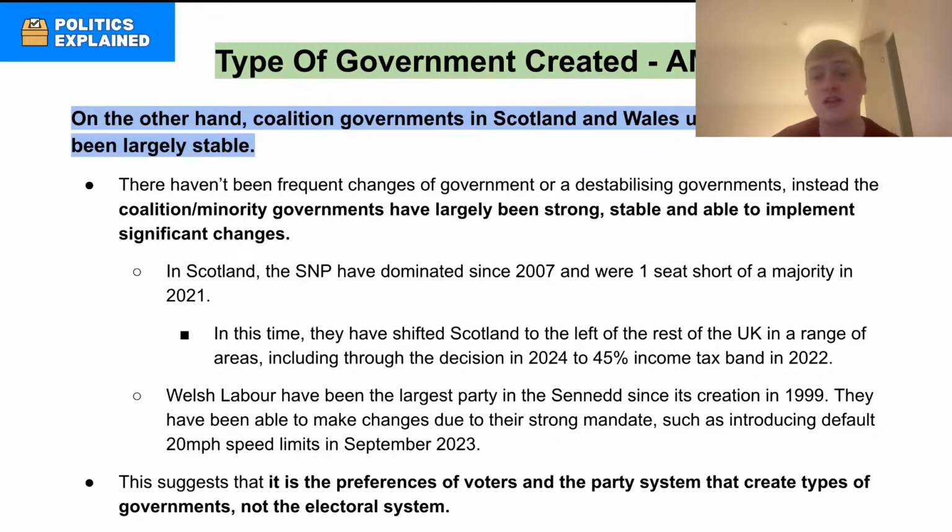They've shifted Scotland to the left of the rest of the UK quite decisively in a range of areas, including raising income tax effectively. And this suggests that it's the preferences of voters and the party system that creates types of governments, not the electoral system. And it's a key argument that the additional member system is strong in terms of type of government created, because yes, it creates coalition governments, but these have been strong coalition governments.